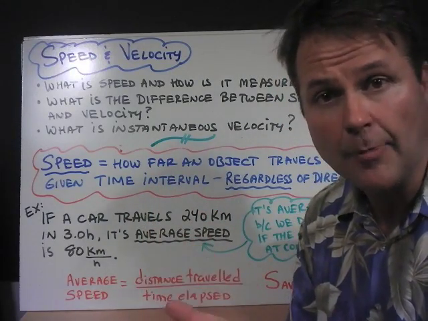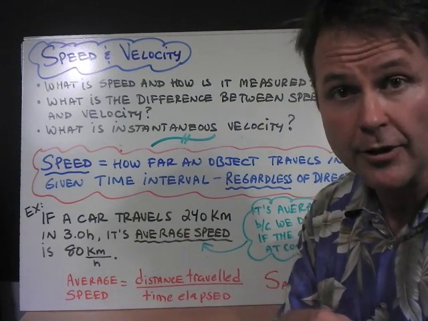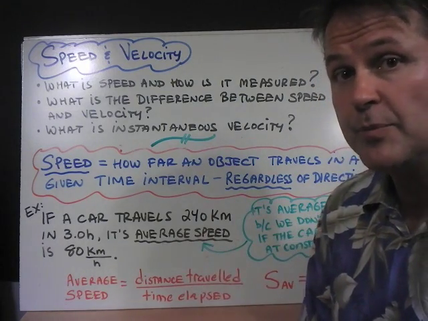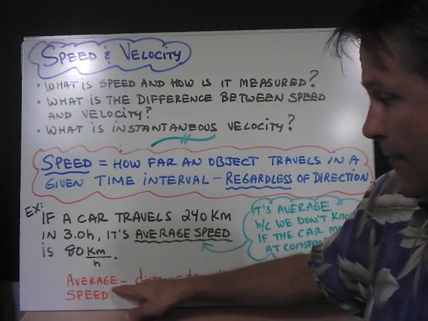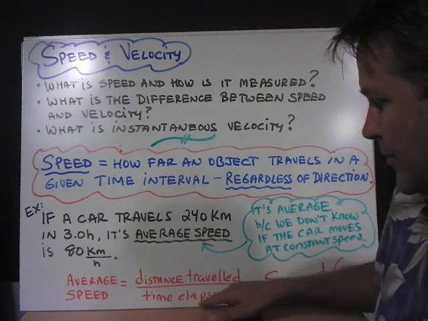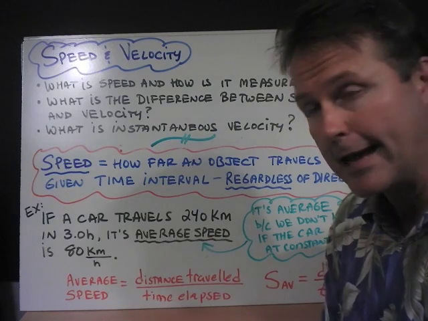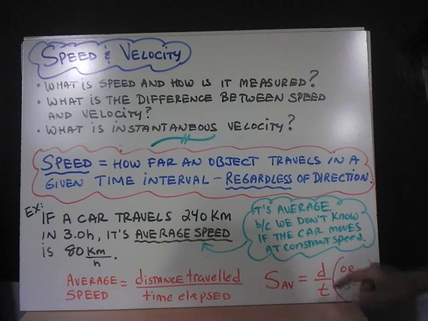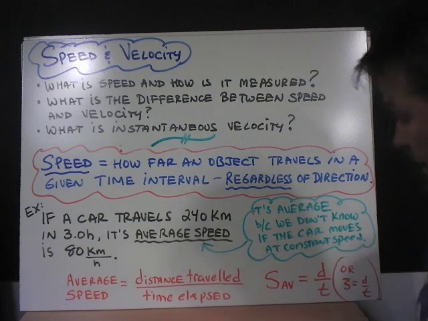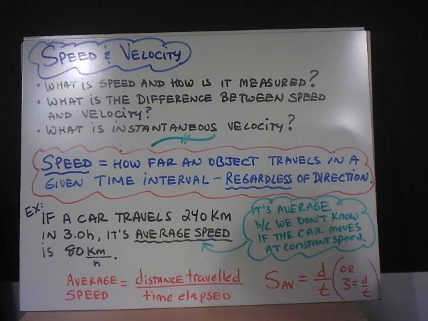Possibly the car stopped and then traveled faster, but overall the average speed is the total distance divided by the total time. So average speed, distance traveled divided by time elapsed, and we either symbolize that with S average, speed average, is equal to distance divided by time, or some people for the average just put a bar over the S. So S bar is equal to D divided by T.